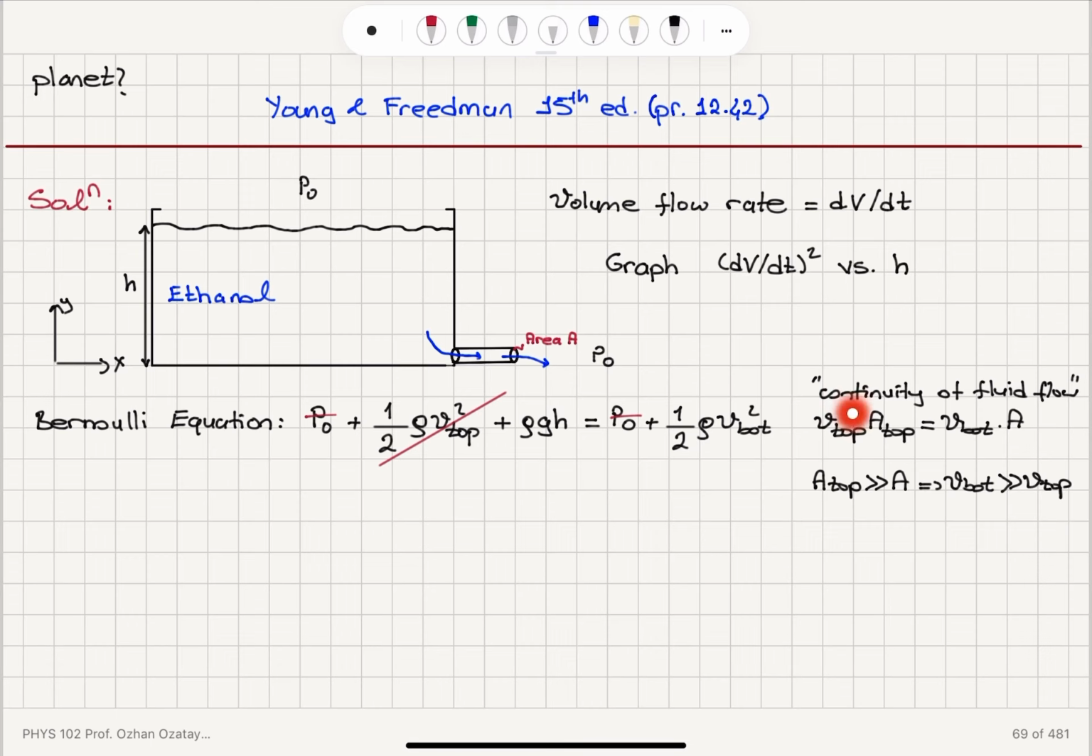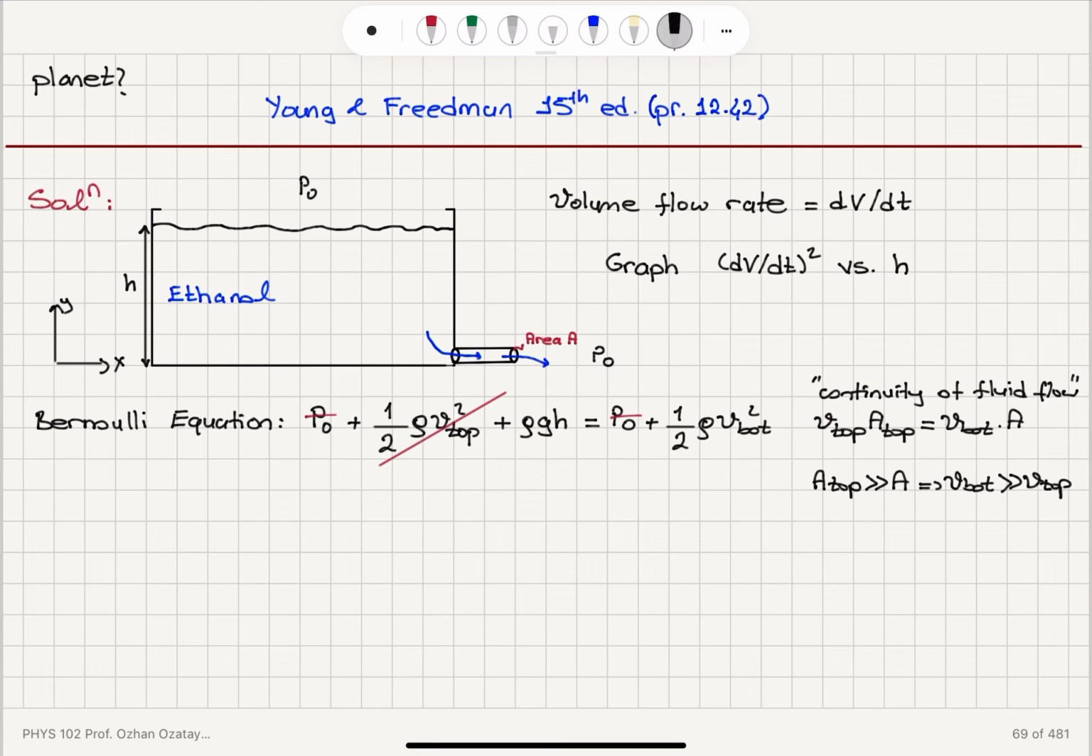So dx times A is basically dV. So this is dV/dt. So it's the same volume flow rate on top and at the bottom, but the speed with which the surface of the fluid is moving is what I call v.